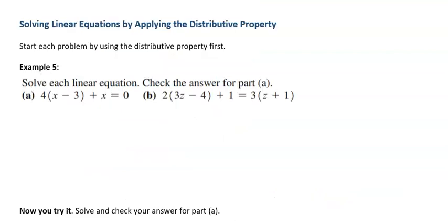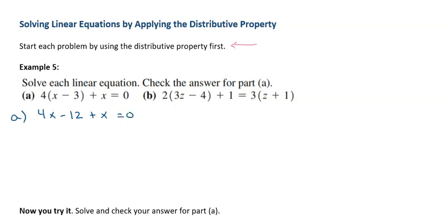Okay, next we're going to look at solving linear equations applying the distributive property. What it says right here is that we need to use the distributive property first. So always use that first and then rearrange. So for the first one, A, we're going to distribute the 4, and we get 4x minus 4 times minus 3 is 12, plus x is 0.